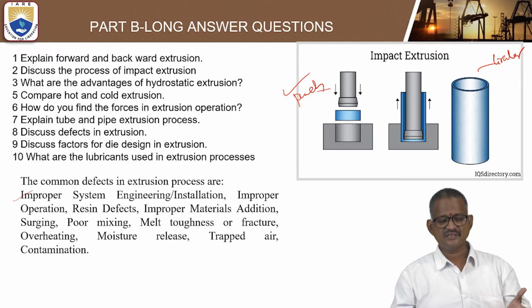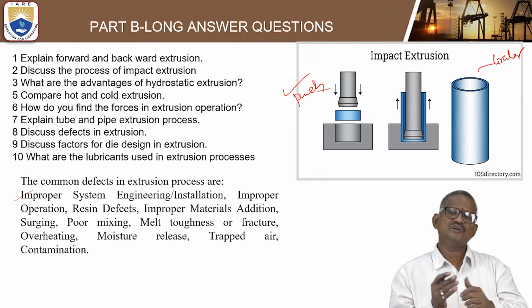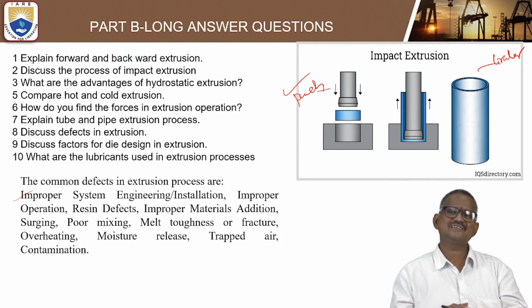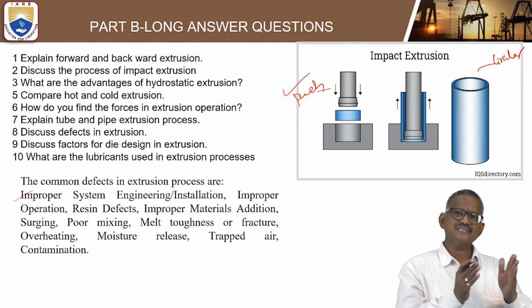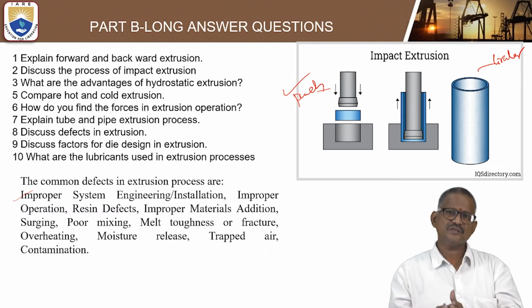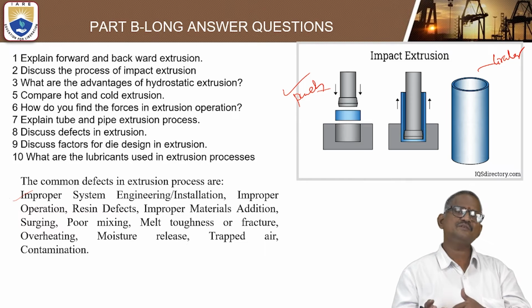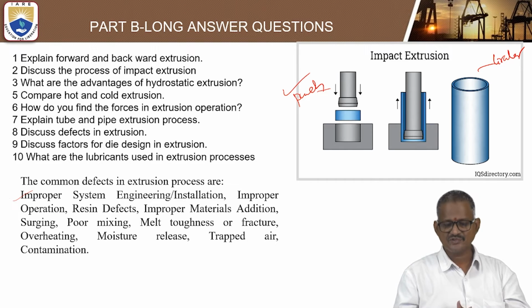Another thing is poor mixing. Suppose when you want to add two or three metals, the mixing should be proper. A proper mixer and dryer should be used in order to get good surface finished components. And also overheating. Whatever temperature is required, you should maintain that particular temperature in a hot extrusion process. If you overheat, it will become fluid, so that it cannot do good operations.